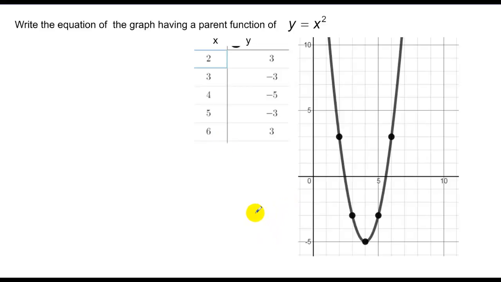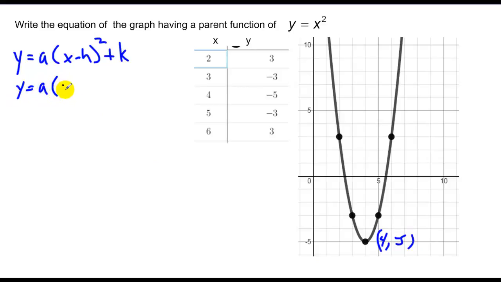So here's this new graph. Here are the points on the graph. Y equals x squared once again, so I have y equals a times (x minus h) squared plus k. I identify my vertex, which appears to be at 4, negative 5. So I'm going to plug those values in. I have y equals a times (x minus 4) squared minus 5. And then what I want to do is find another point on the graph. This looks like the point 5, negative 3.